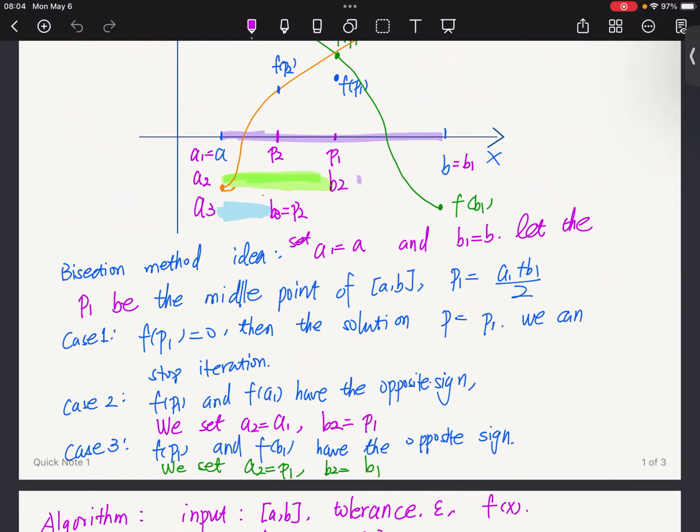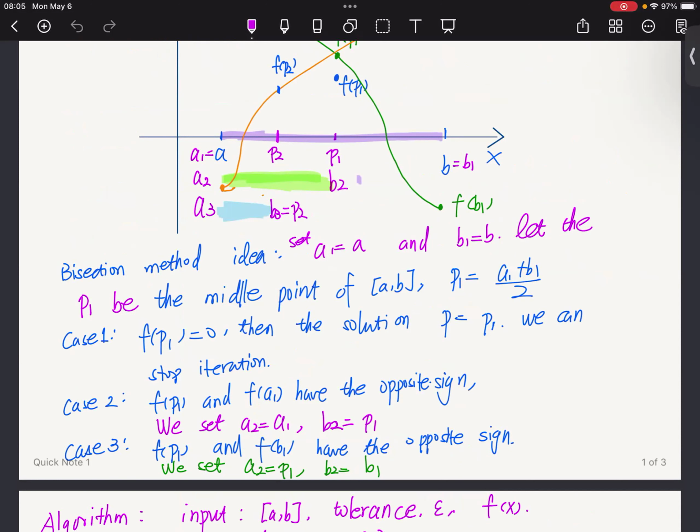And then there are three cases. In case one, the function evaluated at the middle point equals 0. Then we can conclude that P1 is just the solution to the f(x) equals 0 equation. And there are two other cases.